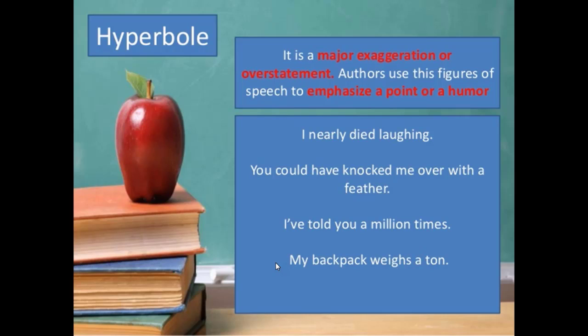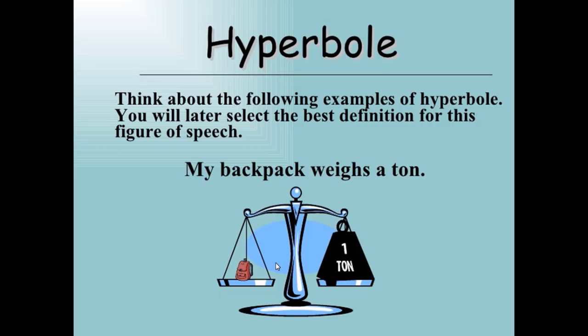The next example: you could have knocked me over with a feather. I have told you a million times. Nobody could literally say a million times, but it's just exaggerating. My backpack weighs a ton. Now you can see here, look at the example: my backpack weighs a ton. It's not literally a ton, but you're just exaggerating.